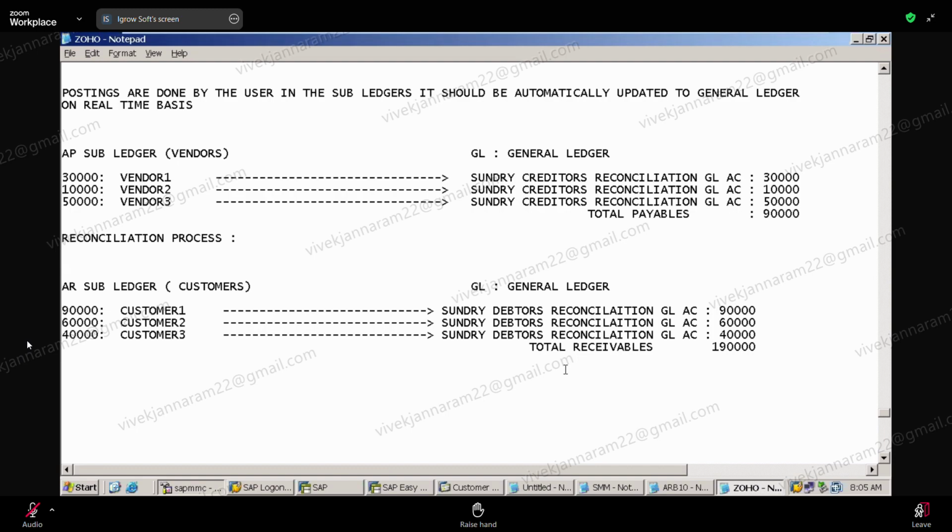Right. What do you call this process? Reconciliation process. Every subledger is connected to the general ledger through the reconciliation process. Okay. So everybody understood this? Anybody not understood this process? No problem. I don't mind repeating. But you need to understand this.